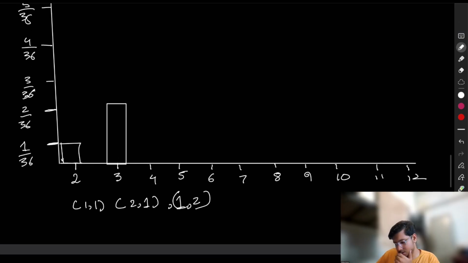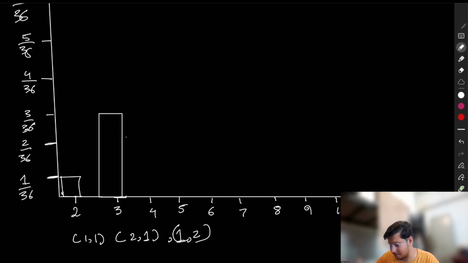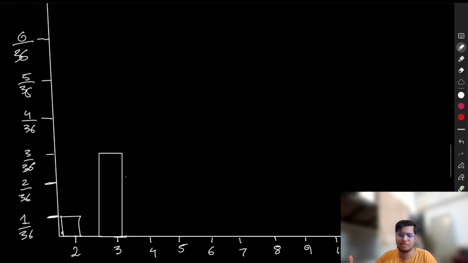Rolling two dice, 1 comma 1 gives 1 by 36. For the sum of 3, it should be 3 by 36, not 2 by 36. Sorry, yes, it should be 3 by 36. Sorry for the mistake. I think so, I may be wrong here. I have to calculate a bit more, but we have to make this video short also. So you understand what I mean to say.